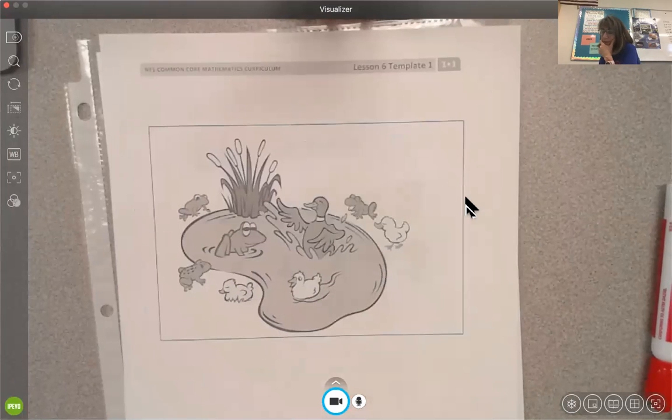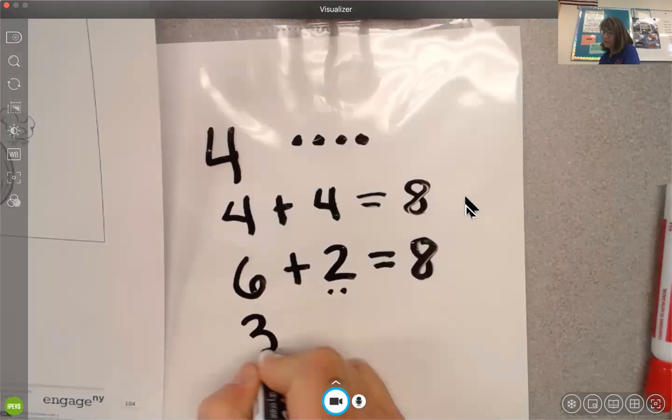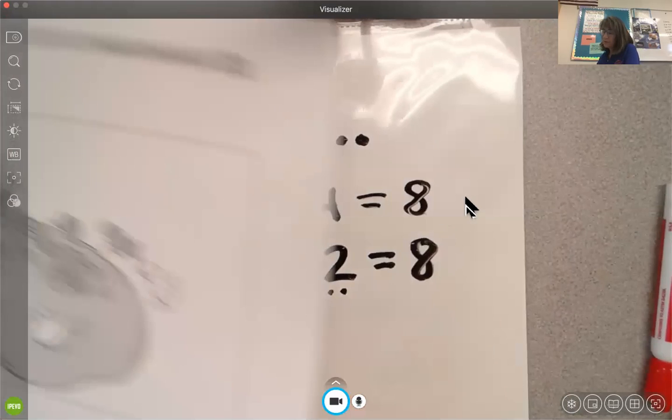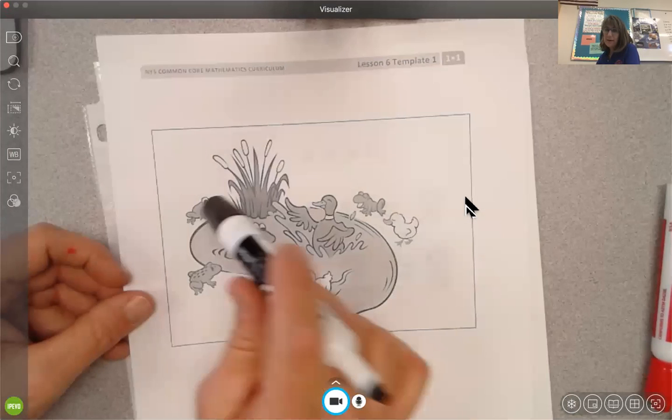Let's ask a different question and see if we can come up with another equation about these animals. How many animals are in the water? Oh, 3. How many animals are out of the water? 3 animals in the water, plus 1, 2, 3, 4, 5 animals outside the water.